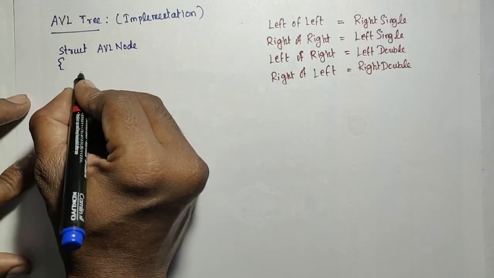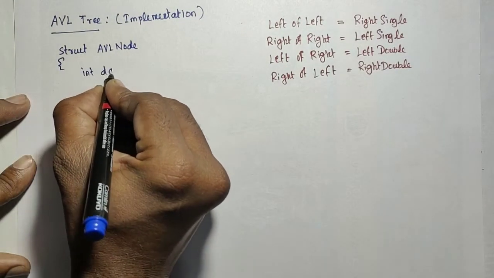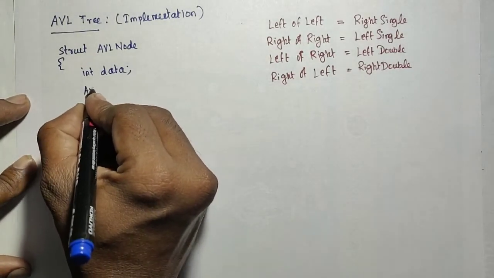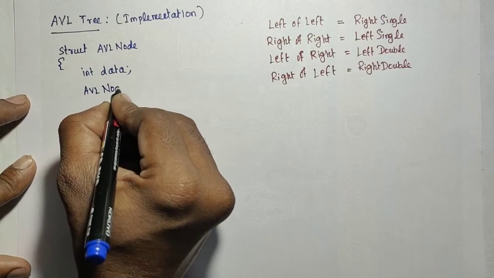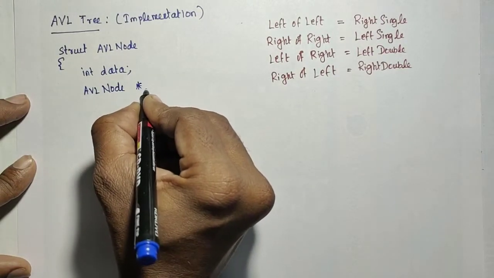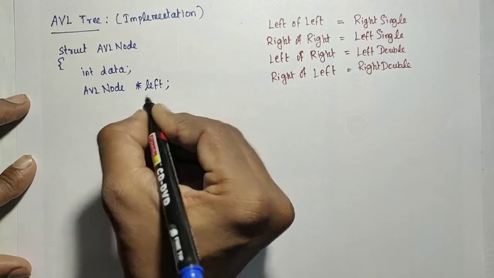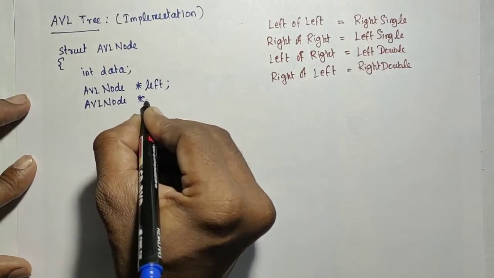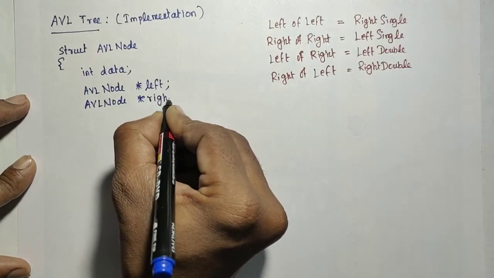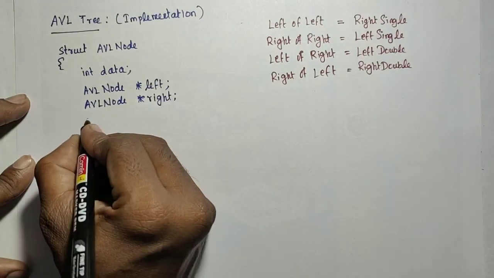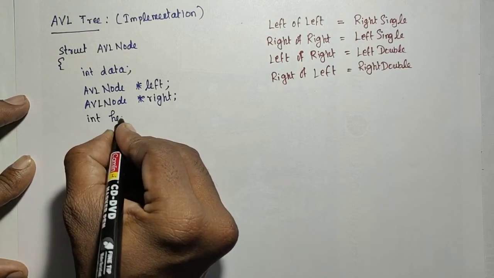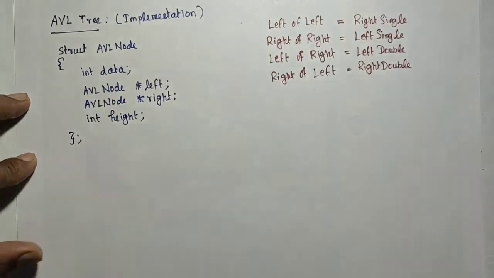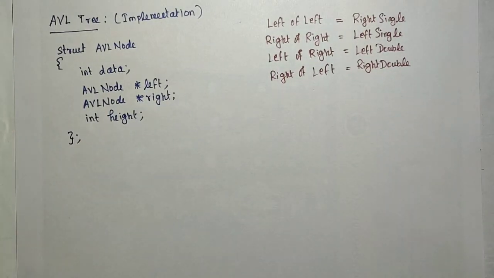Here one is int data, another one is AVL node star left, and AVL node star right. In addition to that, we are going to add int height. The height is going to be updated during the insertion and during these actions.